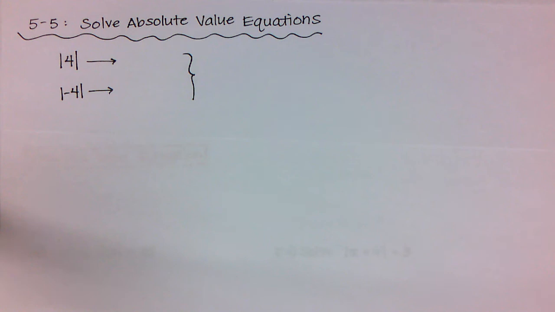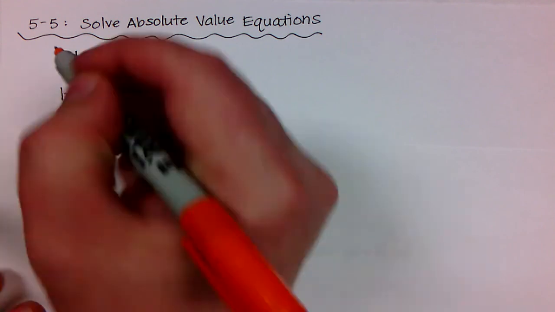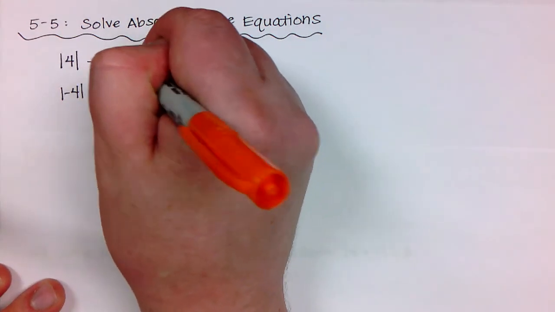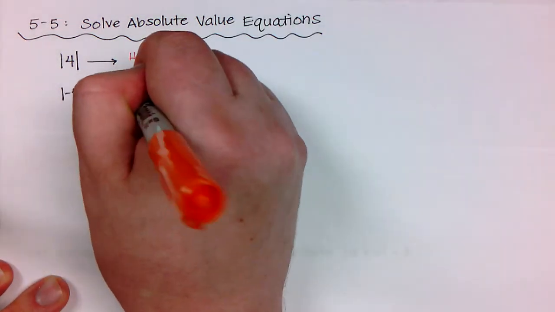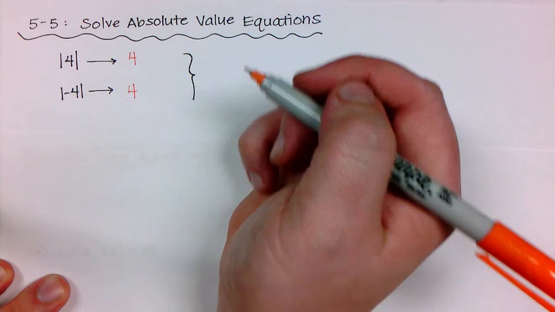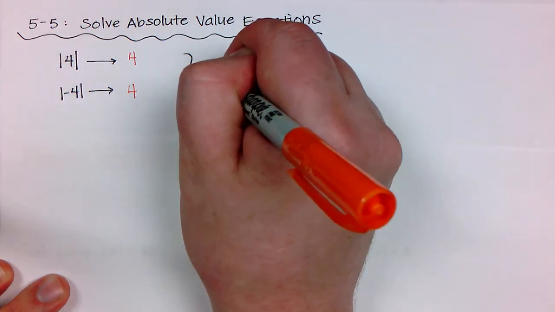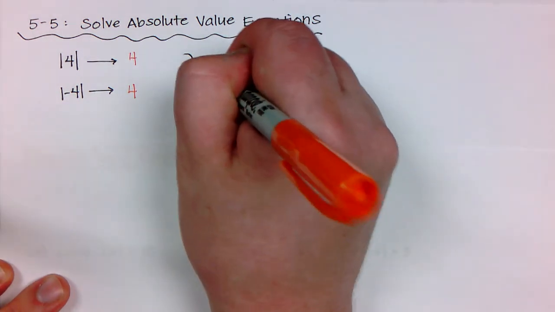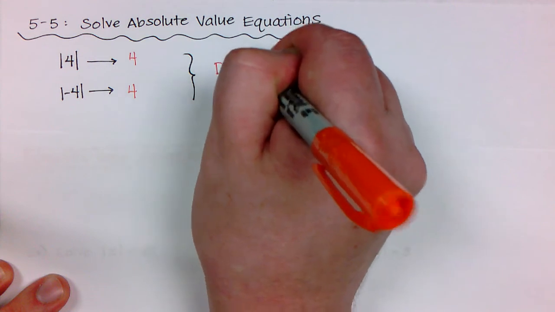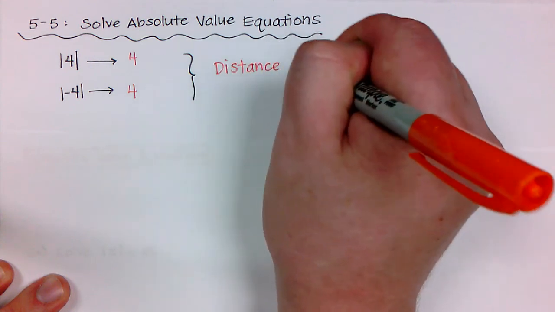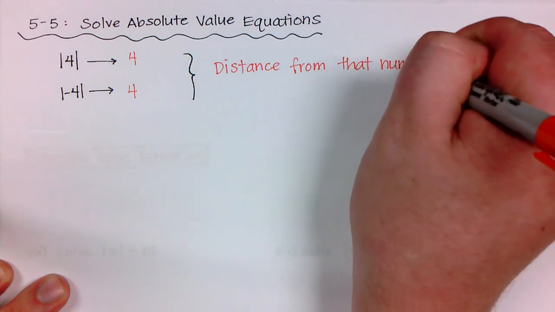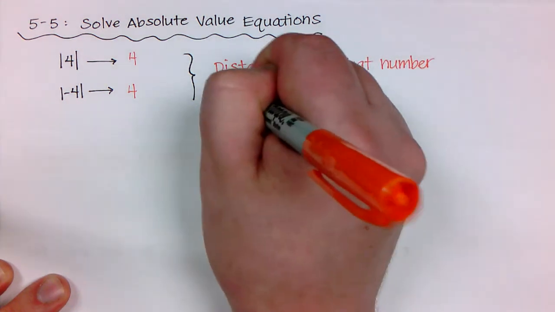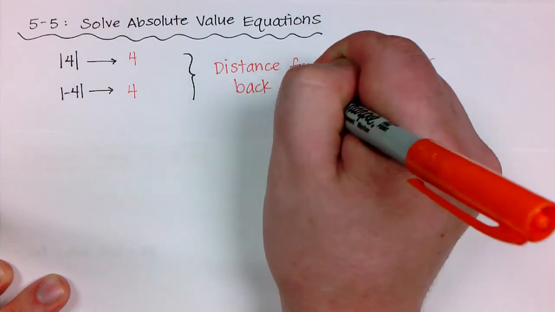So first we just need to remind ourselves what is absolute value. In the past when we took the absolute value of the number 4, we got the number 4 again. Also when we took the absolute value of -4, we got +4 as well. So what we can remember is that when we take the absolute value of something, really what we're looking for is the distance from that number back to 0 on a number line.